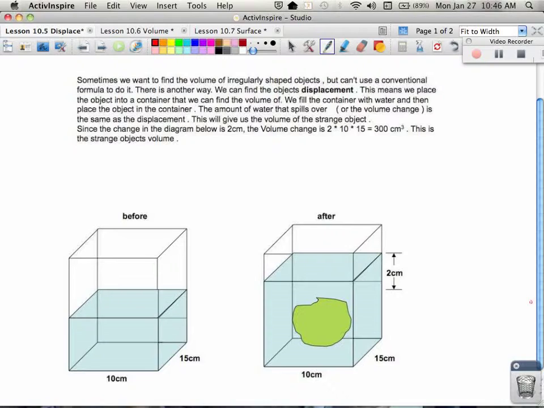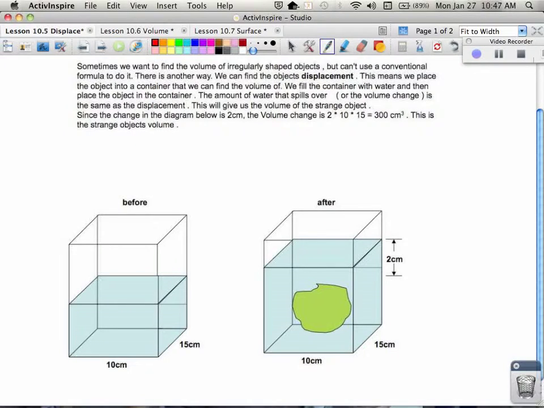This means that we place this object into a container that we already know the volume of. And then what we do is we check out how much water changes, and that is going to be the same thing as displacement. That'll give us the volume of the object that is irregular. Down below, what we see on the left-hand side is a container with water in it. And actually, we don't even know what the height is here, and it doesn't even matter.